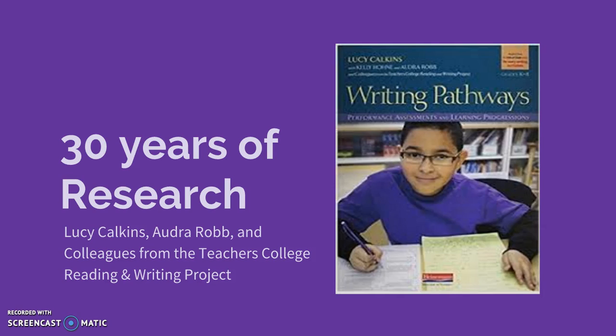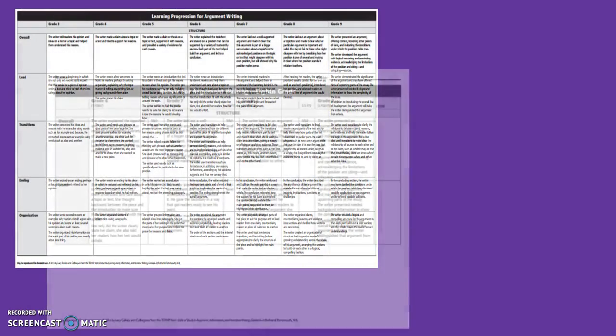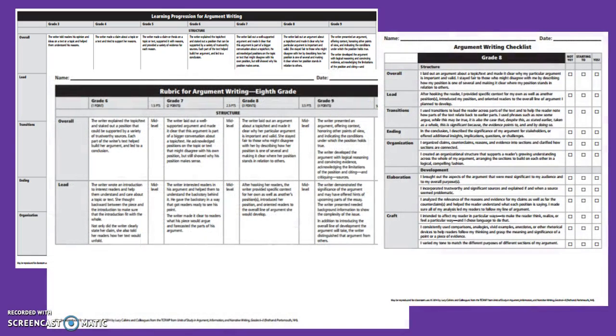This collaboration was grounded in 30 years of research synthesized by Lucy Calkins with Audra Robb and colleagues from the Teachers College Reading and Writing Project in their 2014 publication, Writing Pathways. This publication presents a variety of writing assessment tools, including learning progressions, rubrics, checklists, and on-demand performance assessments for making the increasingly demanding expectations for writing clear, understandable, and student-friendly.